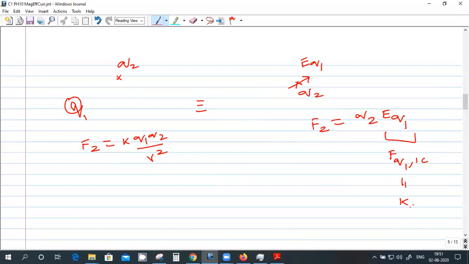K into... it's the same thing. What is the second charge? Q1 is the first charge. Second charge is what? It's 1 coulomb, divided by R square. So if I multiply this by Q2, I'll get the same thing, right?